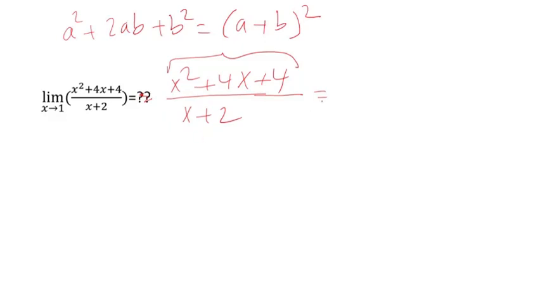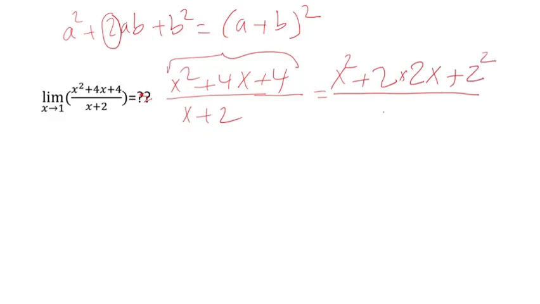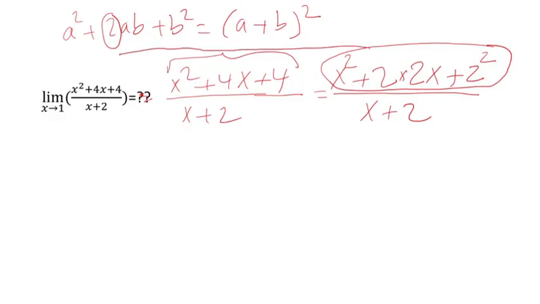So I can rewrite this as x squared plus, for 4x, I have 2 here, so I want 2 times something that would give me 4x. So times 2x plus 4, which is 2 squared, divided by x plus 2. Basically, I wrote this such that it's in the form of something squared plus 2 times something times something else plus something else squared. That's what I did here.